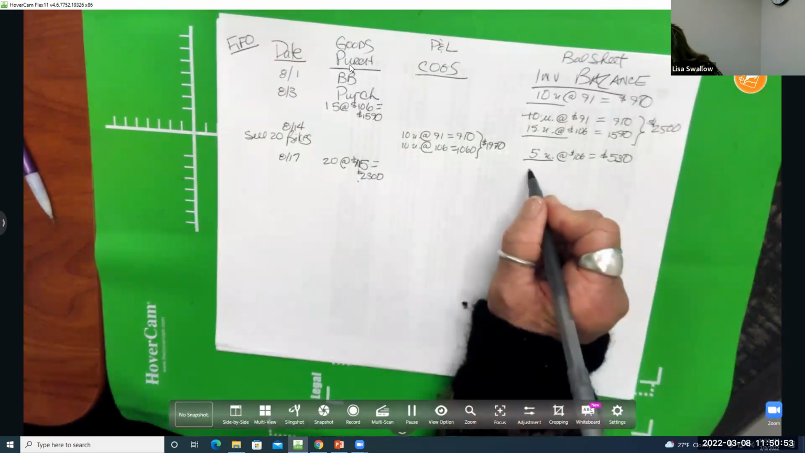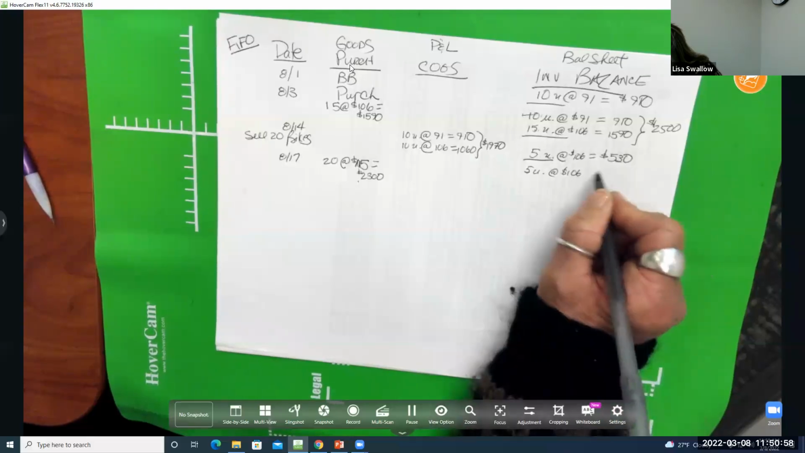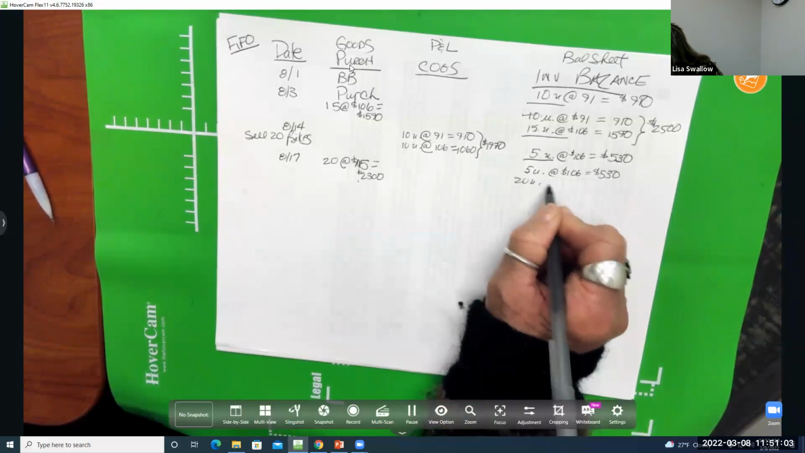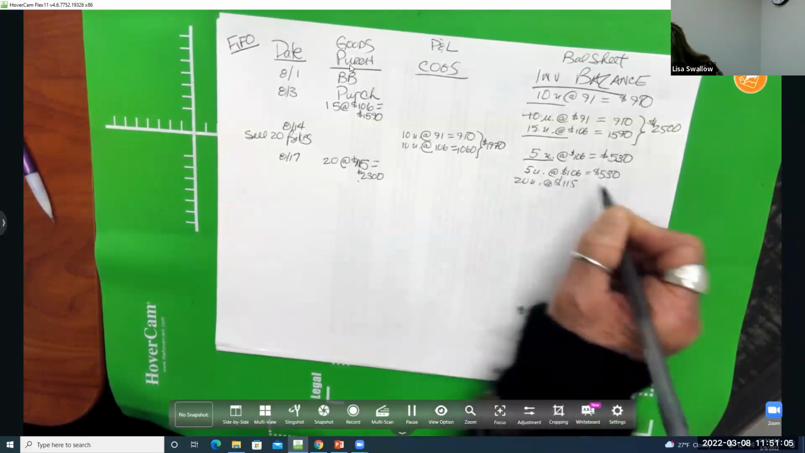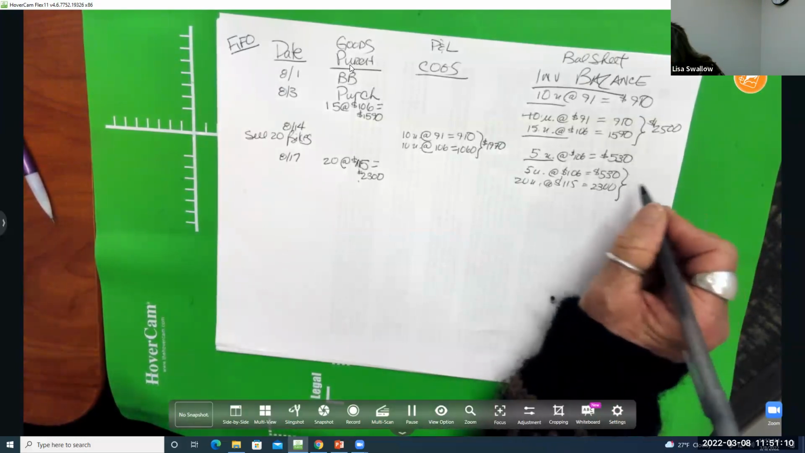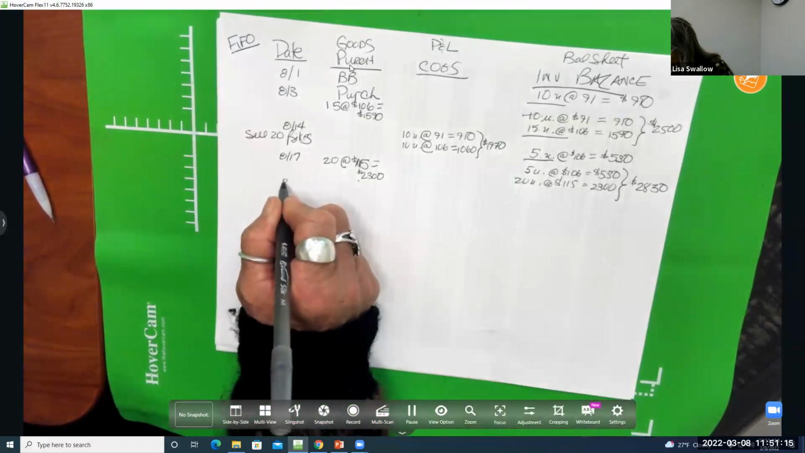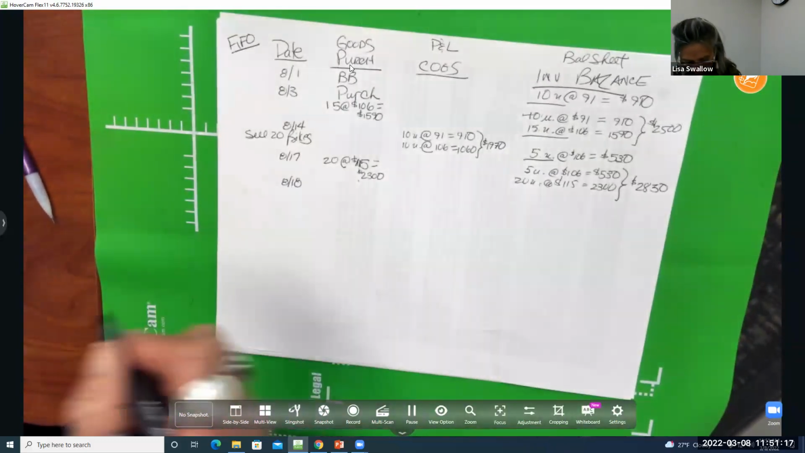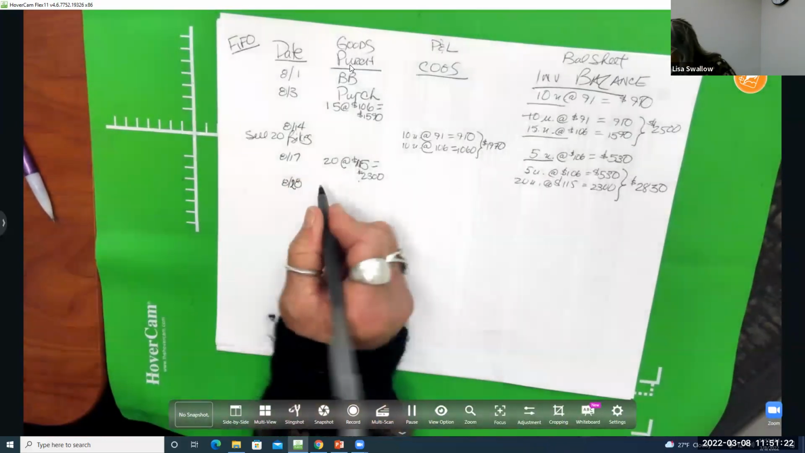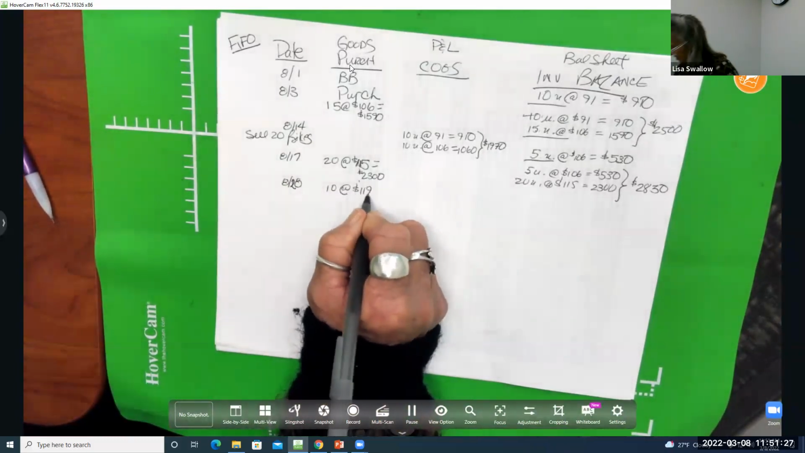I've still got my 5 units left after that sale a couple days ago. And then I've got these new 20 bikes that I paid $115 each for, 2,300. So right now I have 2,830 sitting in my balance sheet. Let's do one more purchase and a sale. Oops. So on the 28th, I bring in my 10 more bikes. Cost has gone up again.